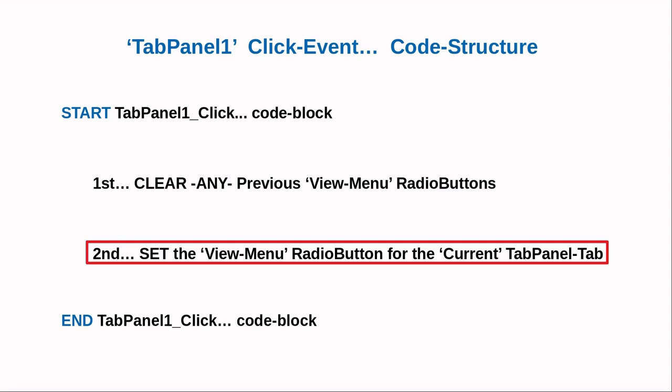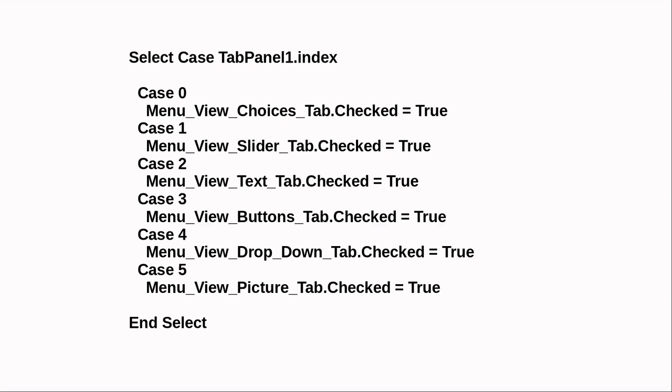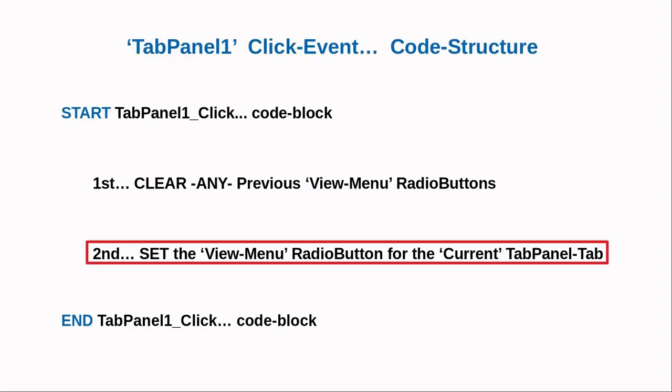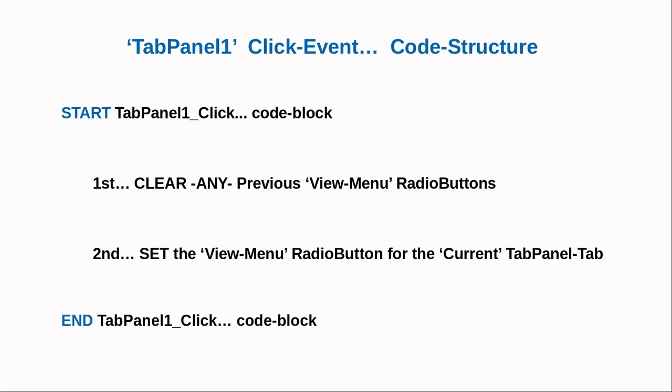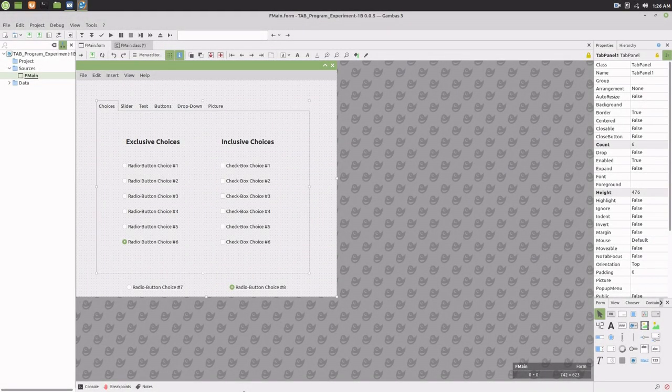The next part of the tab panel click event code block will call the block of code to set the correct View menu radio button. So this is the code section which will use the Gambas language's select case construct to set the correct View menu radio button. Now I will enter the code for this section of the menu system. The new code blocks will be added to the tab panel's click event to synchronize the View menu's radio buttons. So the View menu will indicate which tab is the currently active tab.